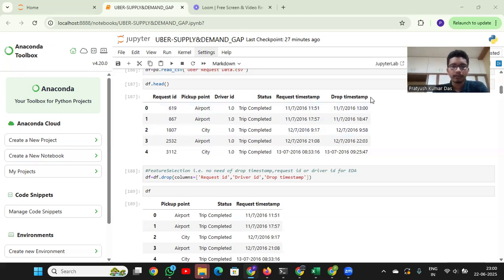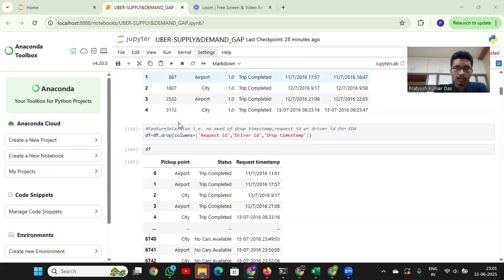Mainly, from our point of view, we are not going to consider the drop timestamp, driver ID or request ID because they don't make sense for the data analysis. Our main point of interest is the request timestamp, at what time slot of a particular day a user is requesting a ride, and the status, that is the output. And most importantly, we have to consider the pickup point, whether it was city or airport, so that we can analyze the problem from a broader aspect.